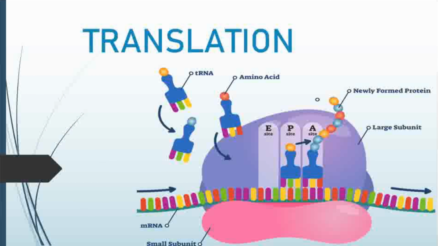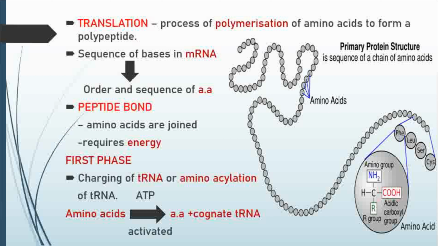We need ribosome, which is also important. Here you can see the newly formed protein, which is after translation. So the tRNA and all these are components involved in this process of translation. Come, let's see in detail. So in translation, what is the process?